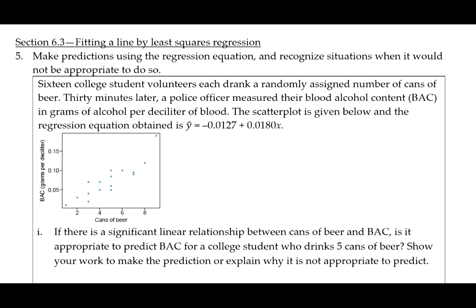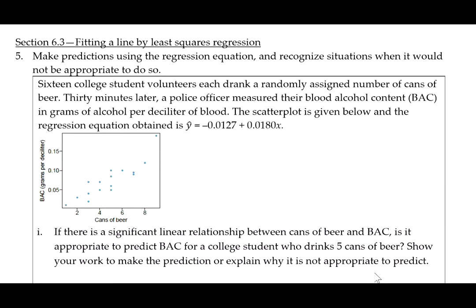Learning Objective 5 from Section 6.3 is to make predictions using the regression equation and recognize situations when it would not be appropriate to do so. 16 college student volunteers each drank a randomly assigned number of cans of beer. 30 minutes later, a police officer measured their blood alcohol content, BAC, in grams of alcohol per deciliter of blood. The scatter plot is given below, and the regression equation obtained is y hat equals negative 0.0127 plus 0.0180x.